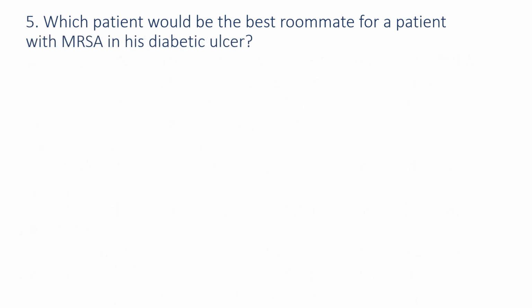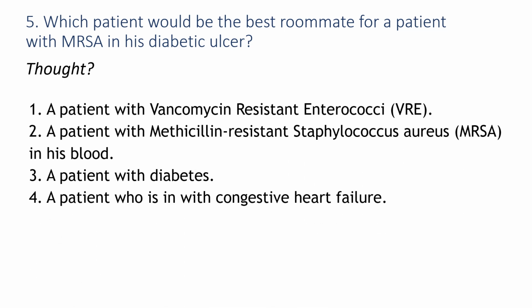Question number 5. Which patient would be the best roommate for a patient with MRSA in his diabetic ulcer? Is it number 1, a patient with vancomycin-resistant enterococci, VRE? Number 2, a patient with methicillin-resistant Staphylococcus aureus, MRSA in his blood? Number 3, a patient with diabetes? Or number 4, a patient who is in congestive heart failure?